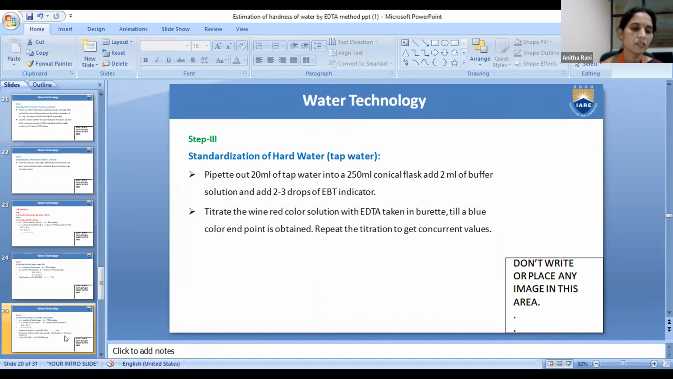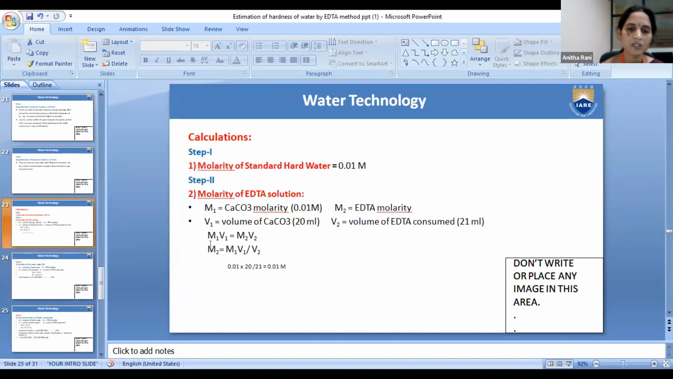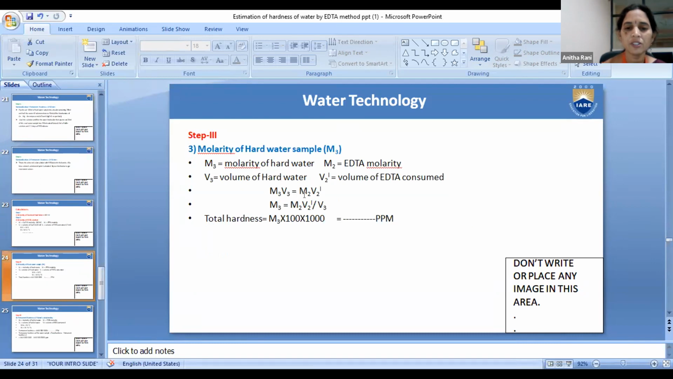So next, step 3. Okay, what is step 3 means? Finding molarity of hard water sample. So here we are taking M3V3 is equal to M2V2. Step 2, I think everybody understood. M1V1 is equal to M2V2. M2 is equal to M1V1 by V2. Step 3 is M3V3 is equal to M2V2 dash. I wrote here, M2V2 dash.